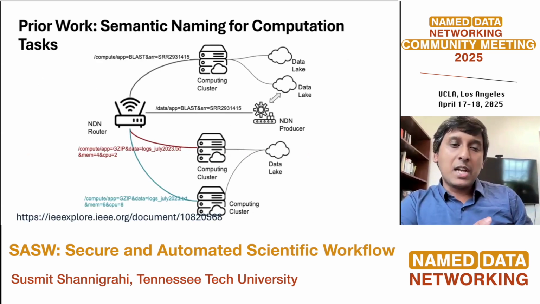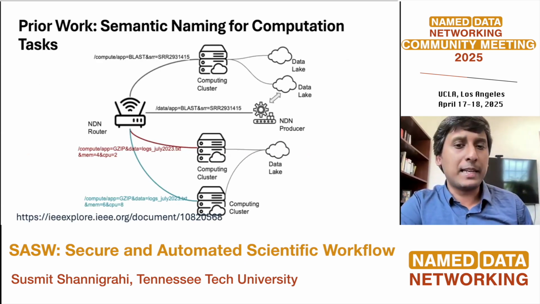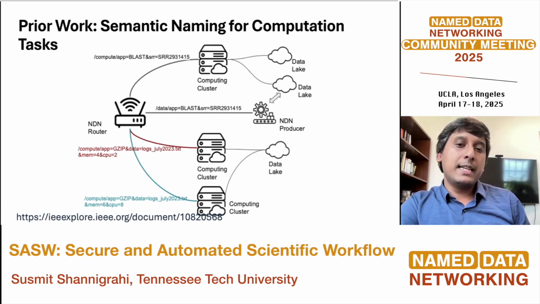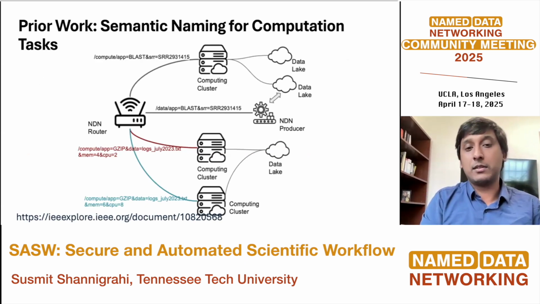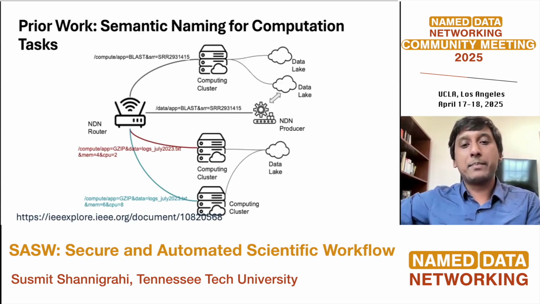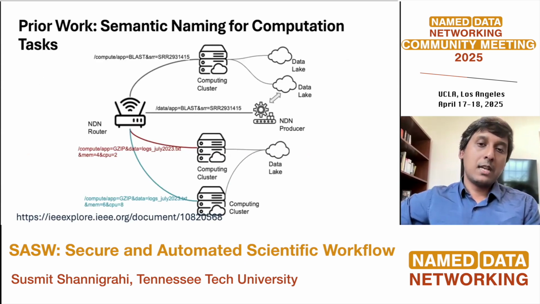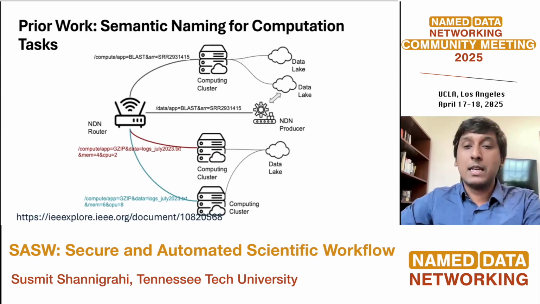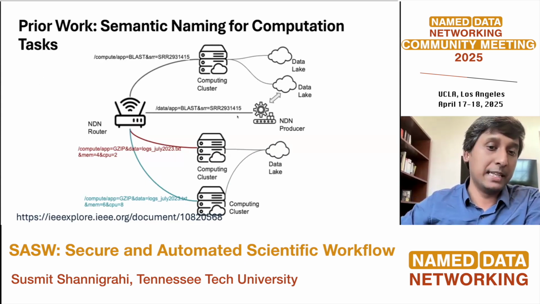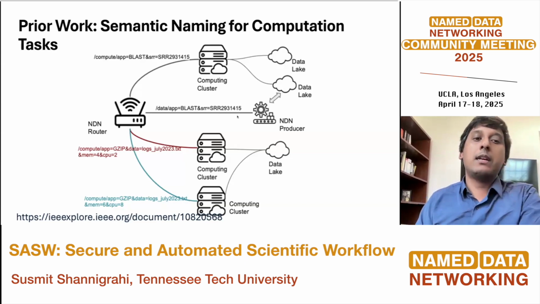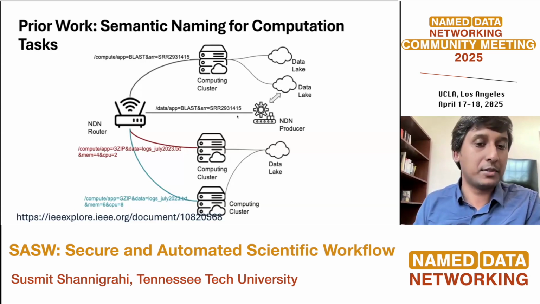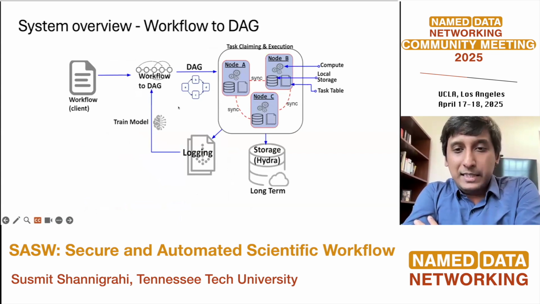We did some prior work. We had a recent publication last year that talks about semantic naming for computation tasks. So the idea is you can take a computational job, and just like you name data, you can name them, and also map them to different computing clusters. And now the computing clusters might be running a named endpoint, a named service, something else. But the network should be able to map your computing tasks to those endpoints that are doing the actual computation. So that leads to this work.